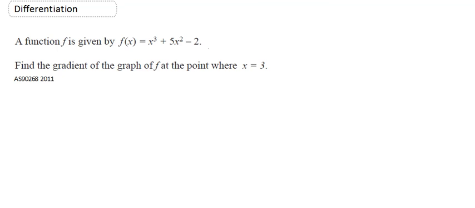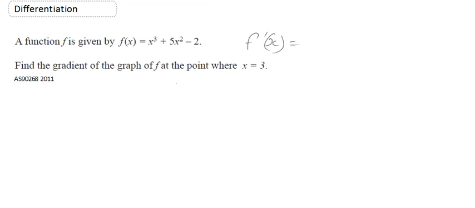Sweet. So if I wanted to, I could look more into that function and see what shape it was and all that sort of stuff. But the question asks me to find the gradient of the graph of f at the point where x equals 3. So I basically suggested at the start of differentiation that if I differentiate this function, so f dash of x, then whatever I find is the gradient function. And if I substitute a value for x into that gradient function, it will tell me the gradient at that point.